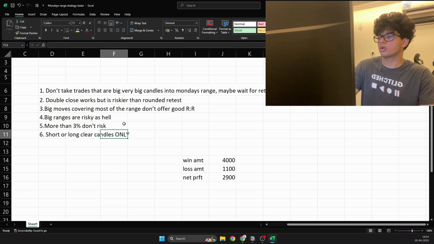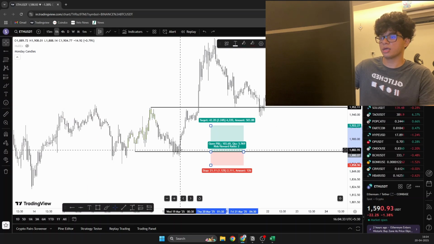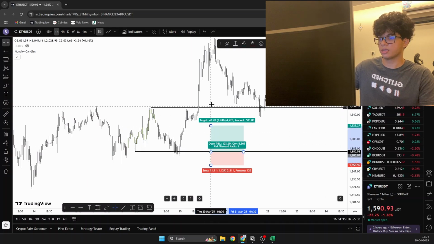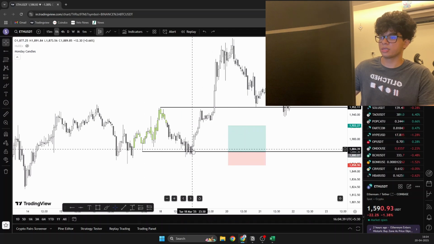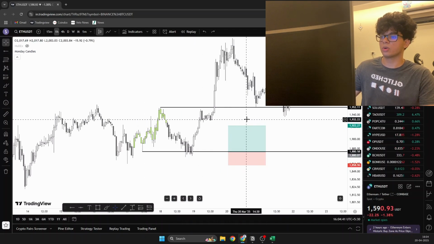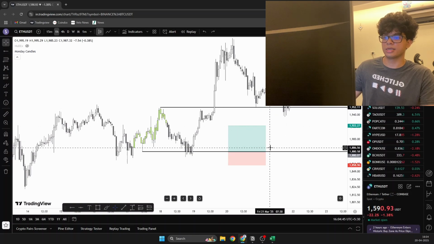Short or long clear candles only. Short or long clear candles that have an impulse on the level. So you need a clean good close above the weekly low or a weekly high. Clean close, like this is a clean close, right? This is a very clean close, right? You need something like this close. You don't want a small close like this, right? That's kind of shitty, right?